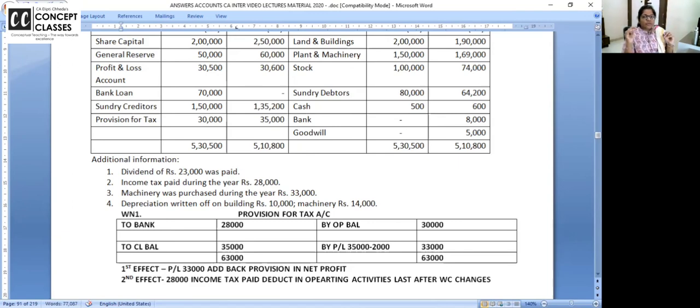इनकम टैक्स डिडक्ट होता है कहां पे? ऑपरेटिंग एक्टिविटीज आफ्टर वर्किंग कैपिटल चेंजेस लेस इनकम टैक्स पेड, because income tax is actually paid in cash, so you have to deduct. How is this concept?